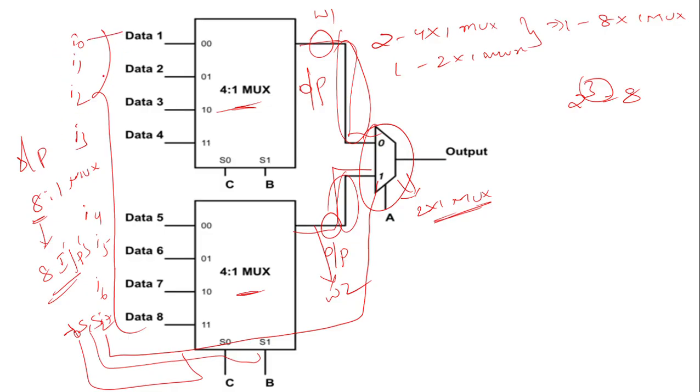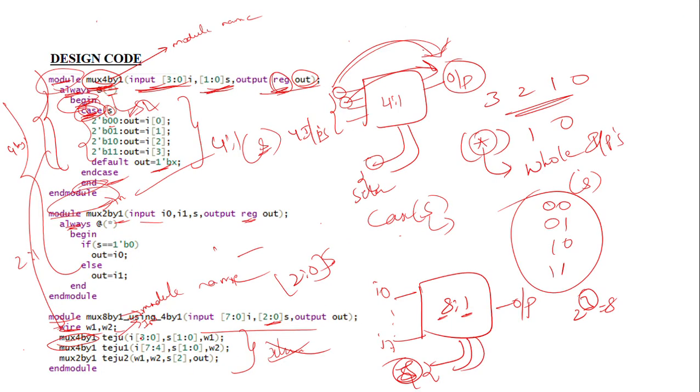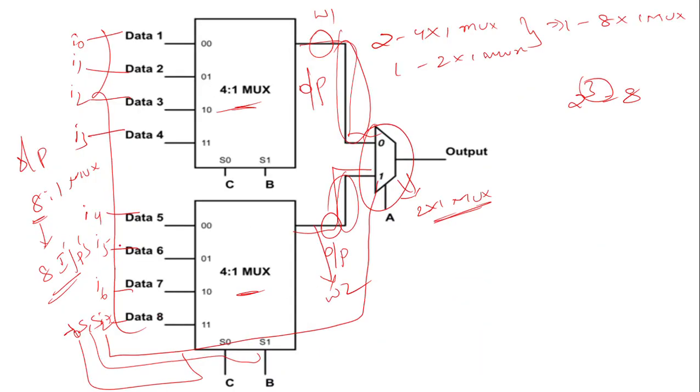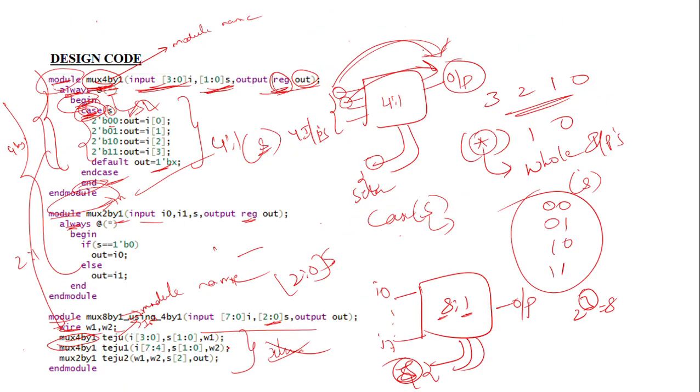So I of 0 is going to connect like this. The next 4 inputs are going to the second mux. See here in the code, I of 3 to 0: the first 0 to 3 are given to the first mux, and the next 4 to 7 are given, see here 7 to 4, to the second 4 by 1 mux.